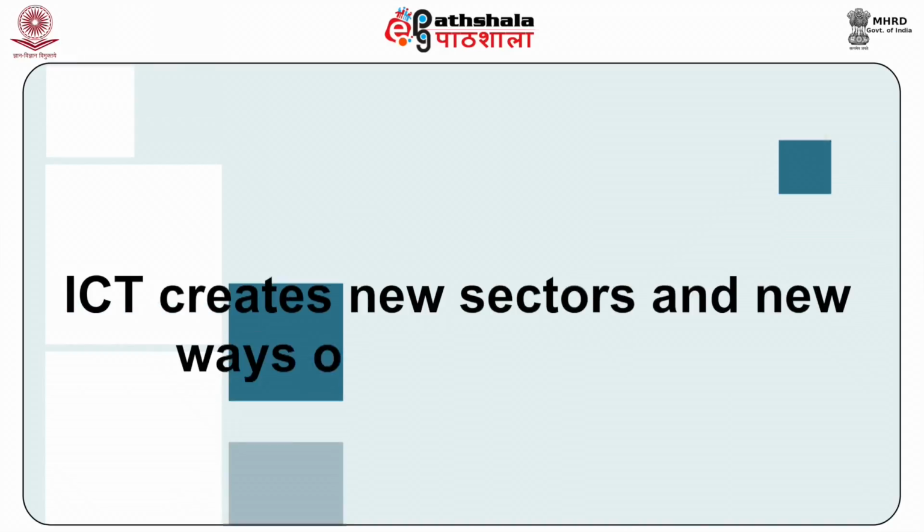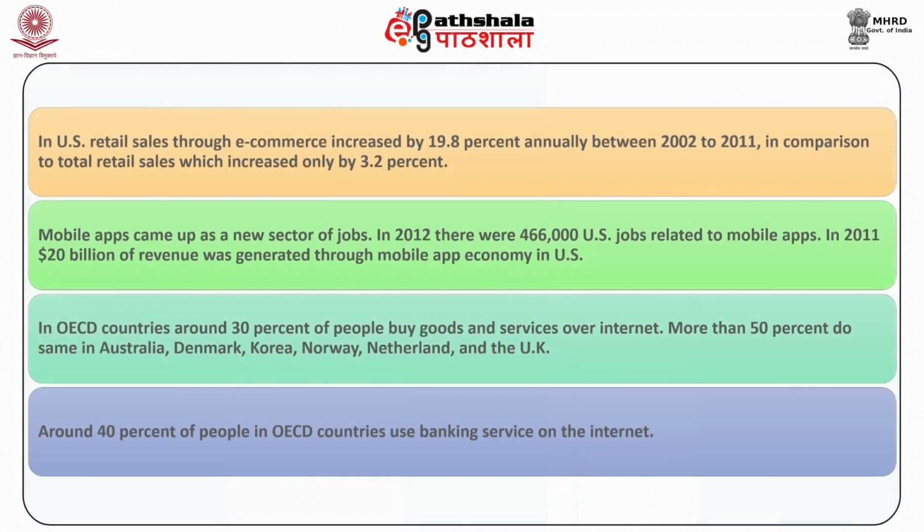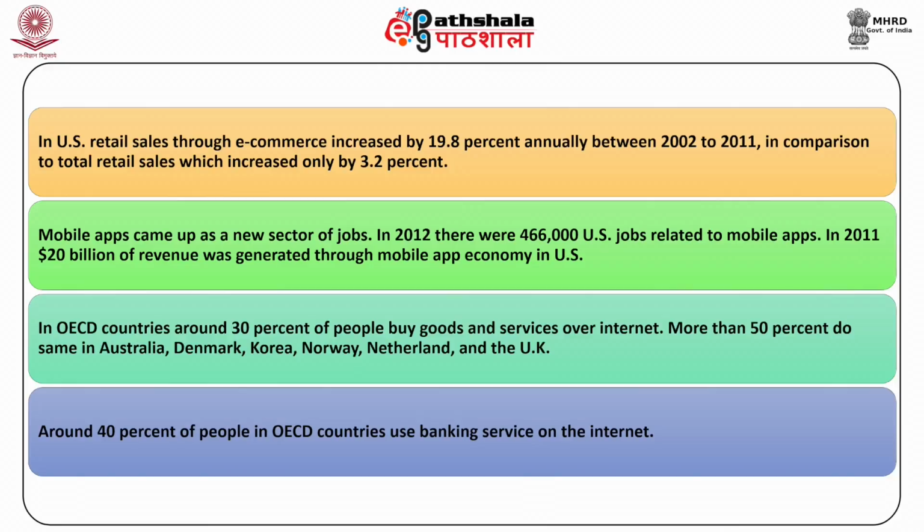ICT creates new sectors and new ways of doing business. A. In the US, retail sales through e-commerce increased by 19.8% annually between 2002 and 2011, in comparison to the total retail sales, which increased only by 3.2%. B. Mobile apps came up as a new sector of jobs.